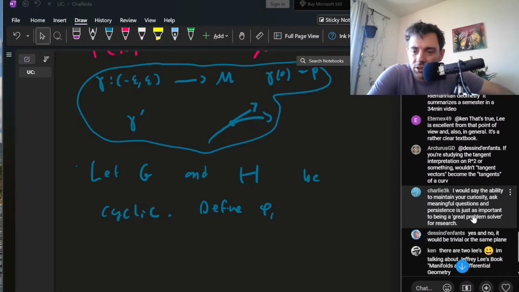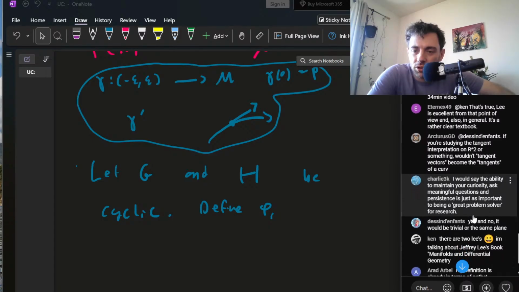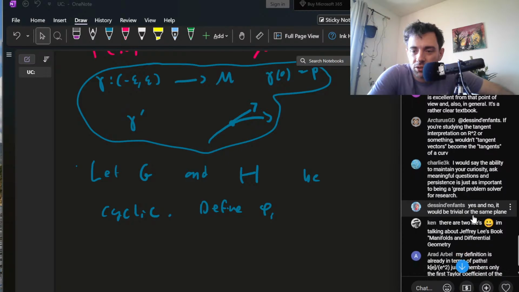The ability to maintain curiosity and ask meaningful questions is just as important. Yes, true, just as important, but you also do need to be able to solve problems simultaneously.